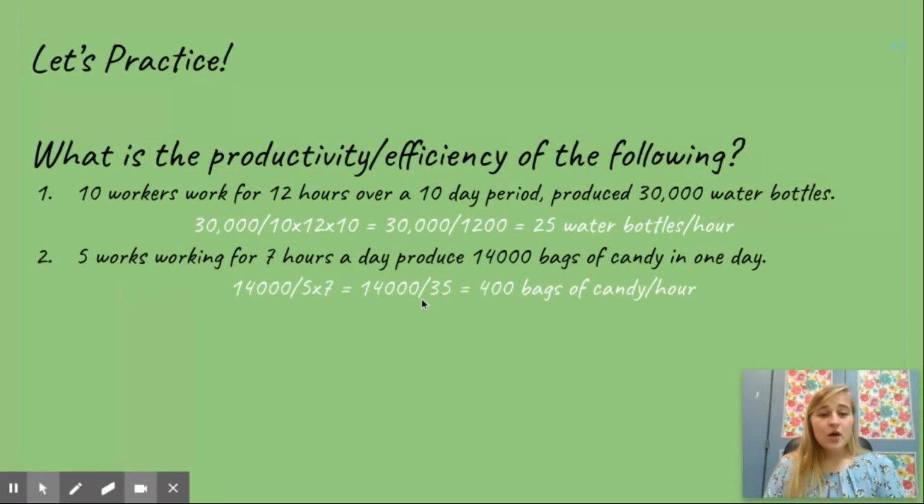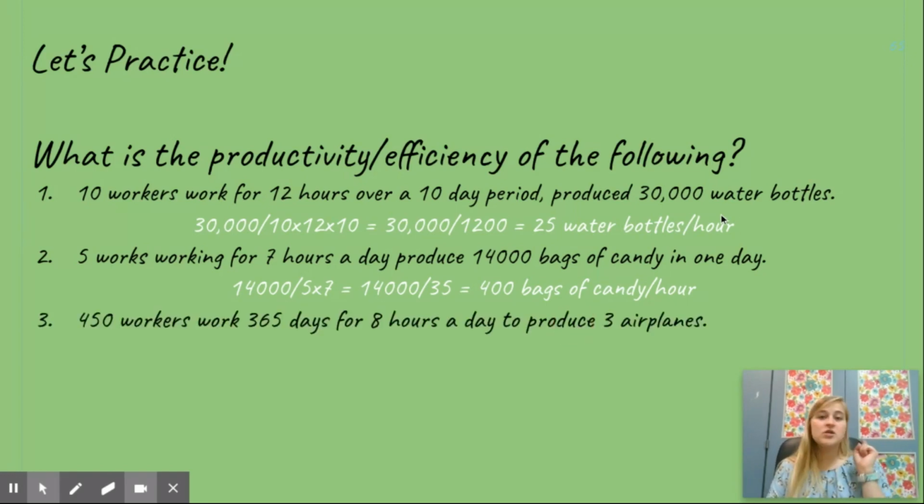So we know it's output over input. Output is 14,000 bags of candy divided by the input. How much did everyone in the whole candy factory work? They worked 5 workers, 7 hours a day. 5 times 7 is 35. In one day, 35 hours of work because we had 5 different workers. So 14,000 bags of candy divided by 35 hours of work is 400 bags of candy were made per hour. Okay? Next question, number 3. Pause this video. Try and do it by yourself. Go. All right, let's look at it.